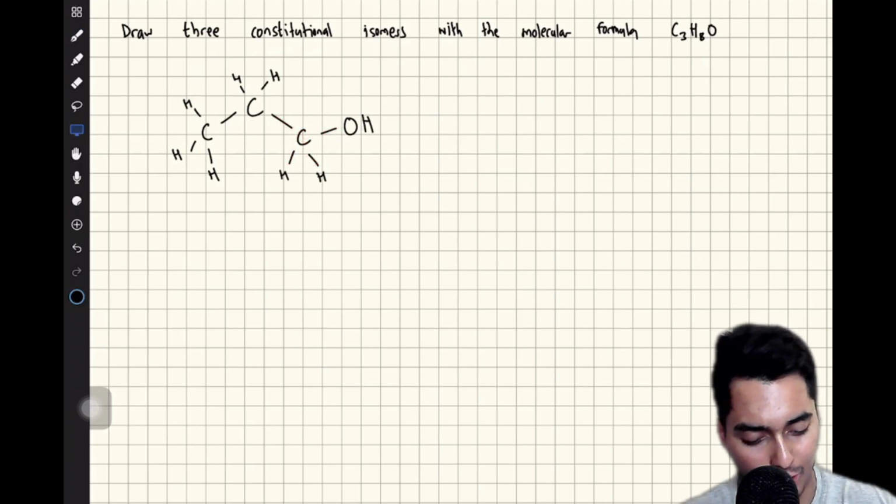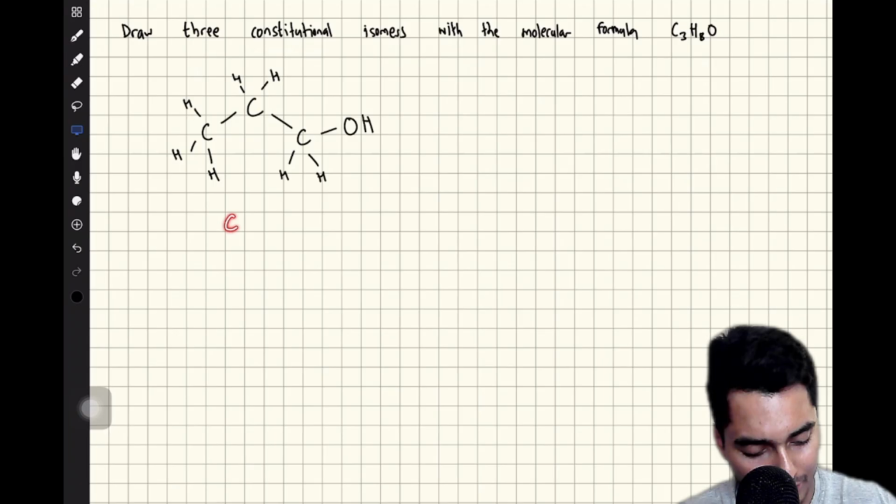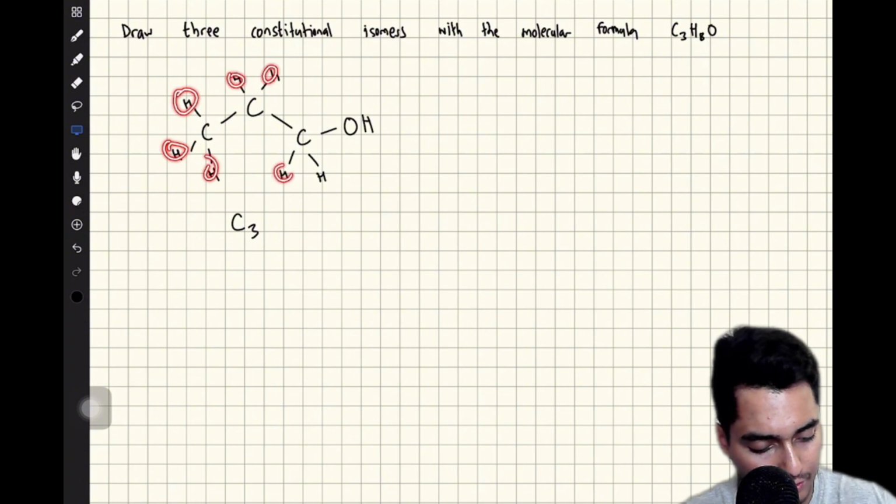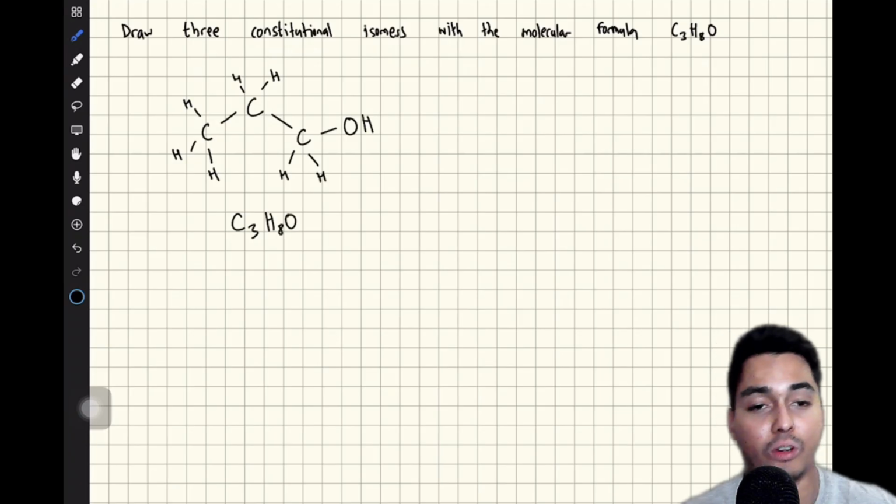So if we were to count our carbons, we have a total of 3 carbons, so that's C3. Let's count our H's. 1, 2, 3, 4, 5, 6, 7, 8. Okay, so we do have C3H8, and that 1 O lives right there.